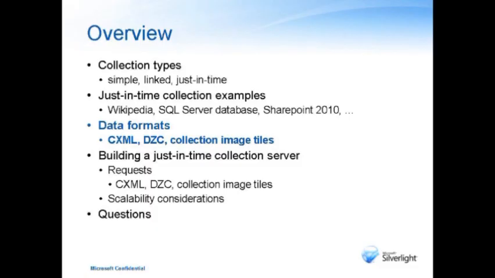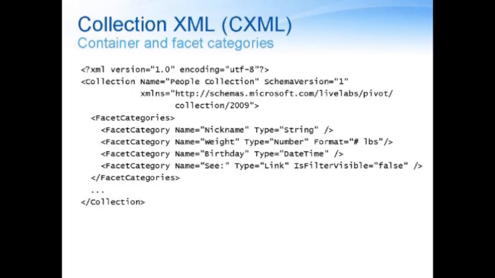So now I'm going to go through a recap of some of the data formats that Andrew mentioned before. Looking at the collection XML, the CXML again, starting line by line, we have the XML description at the top, a collection element, which has the name of a collection, a schema version, always 1 for this version of Pivot, and then the namespace that this XML document belongs to. At the top, a set of categories.